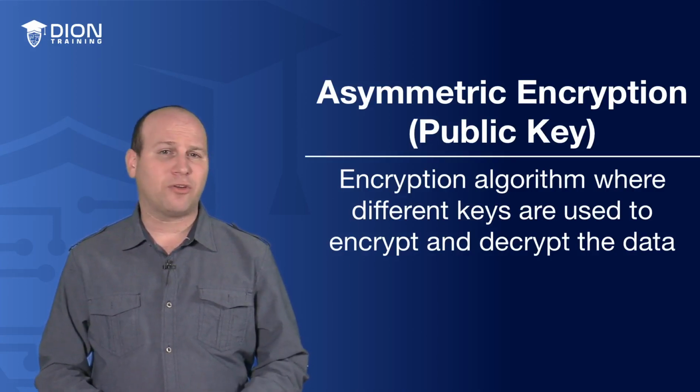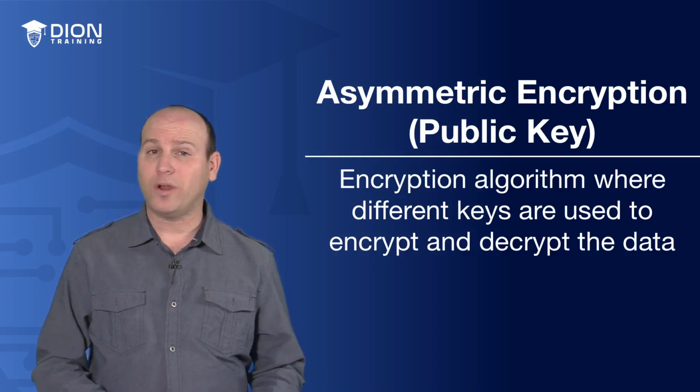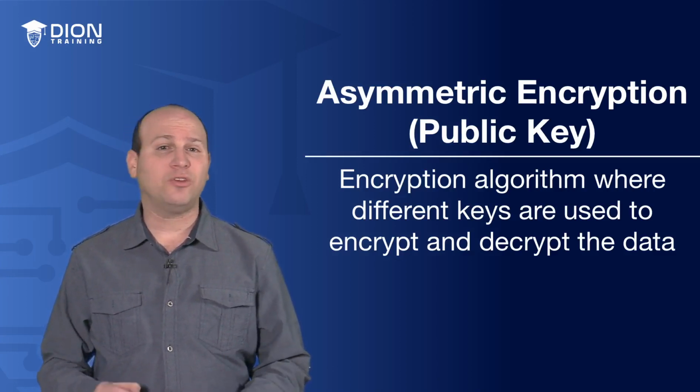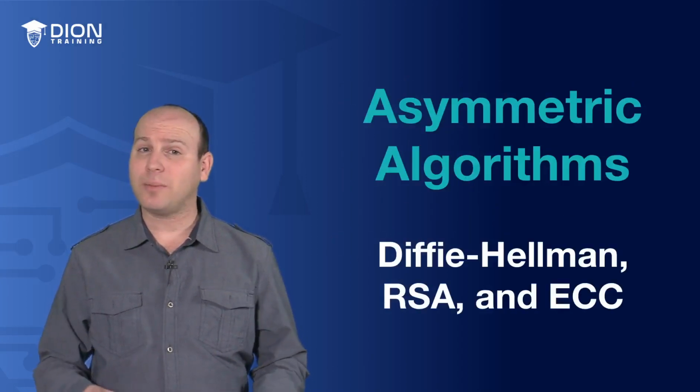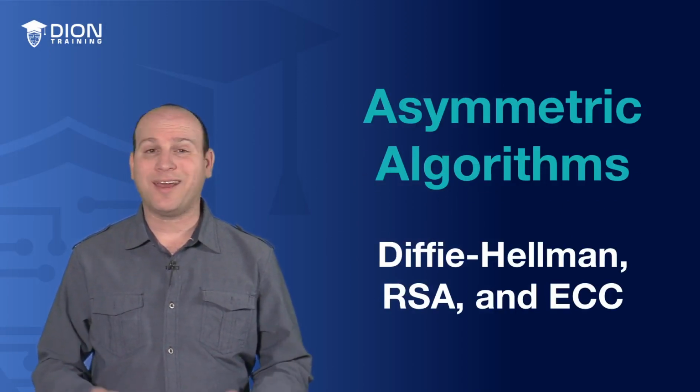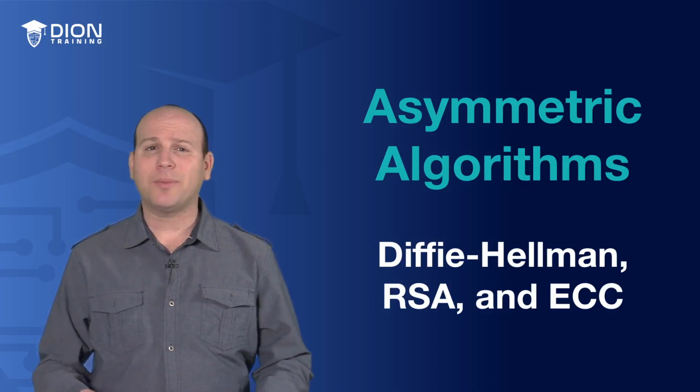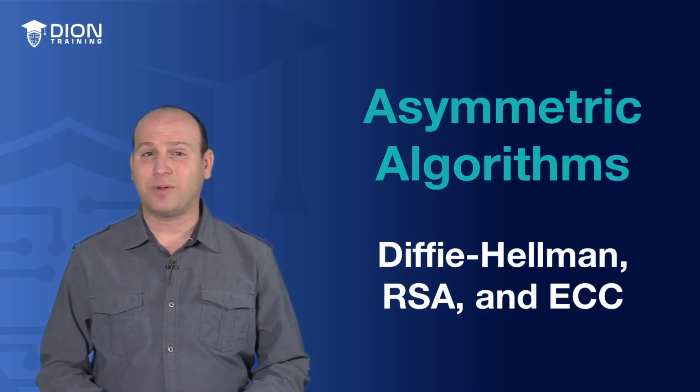Now, with asymmetric algorithms, two separate keys are used. One is used to encrypt the data, and another one is used to decrypt the data. The most commonly used types of asymmetric algorithms are the Diffie-Hellman algorithm, RSA, and ECC. Again, I'm going to save the details of each of those for a separate lesson.